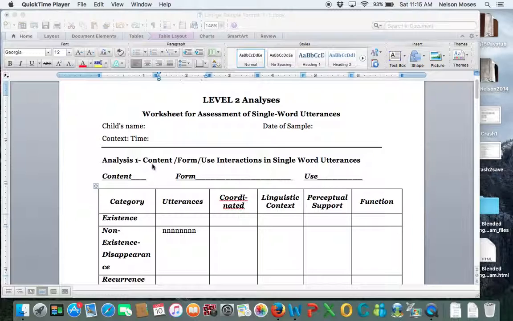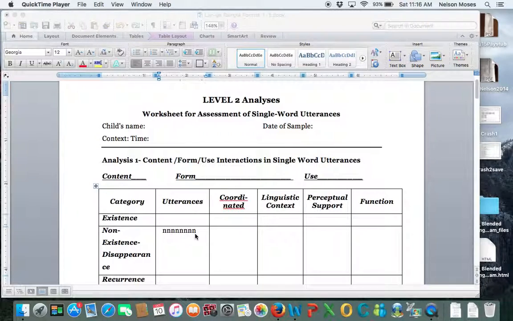Transfer that sample from the transcription sheet, which we've already spoken about, to the analysis sheet. Recall there are 3 levels of analysis. The term level doesn't really refer to developmental level. We use the term phase to refer to developmental level. Instead, it's the approach to analysis, and the 3 levels of analyses are levels 2, 3, and 4, where level 2, the first one we'll talk about in terms of the worksheet, involves utterances in which there is no syntax.